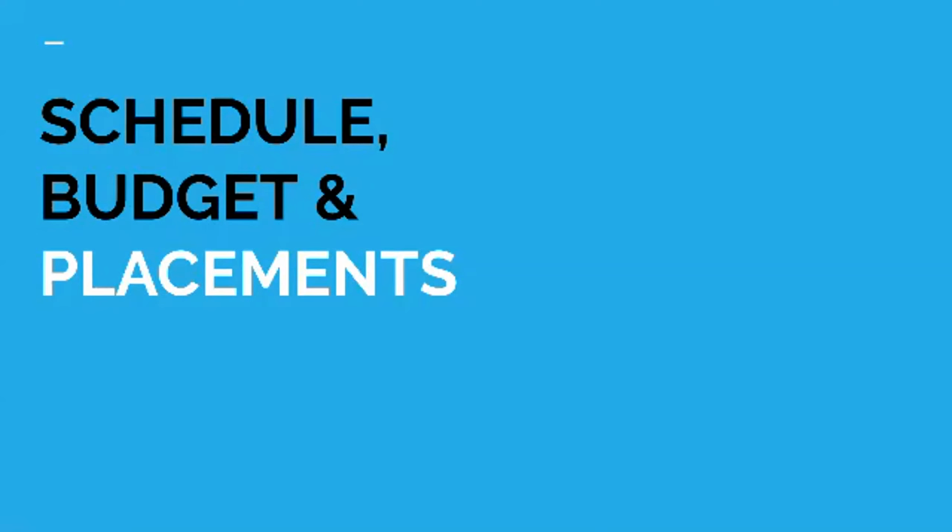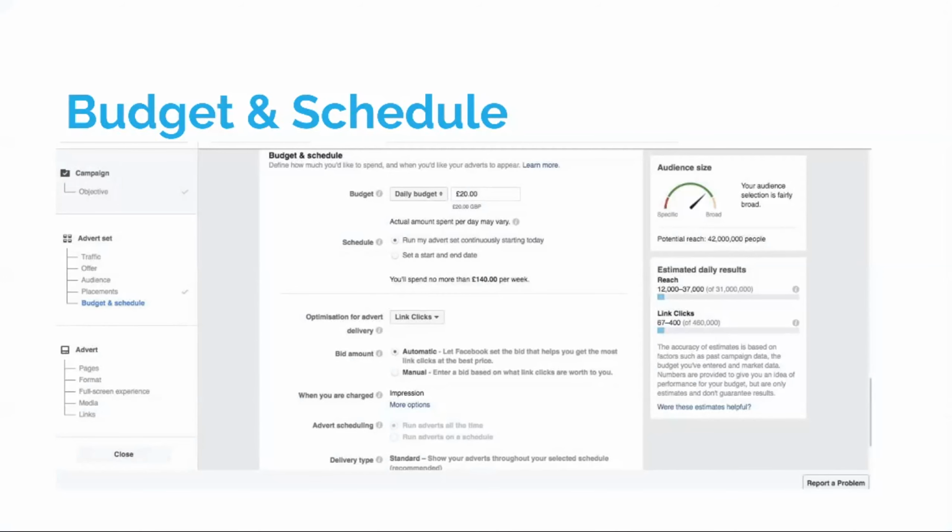So the next stage, as you're going through setting up a campaign in Facebook Ads Manager, is setting the schedule, budget and the placements. That comes together. This is part of the ad set level. You actually don't need to think about the levels. You don't need to choose to go from the campaign to the ad set. Facebook just takes you through.